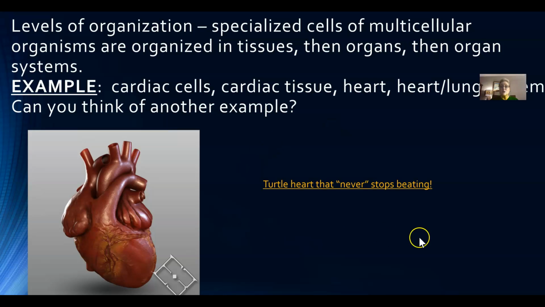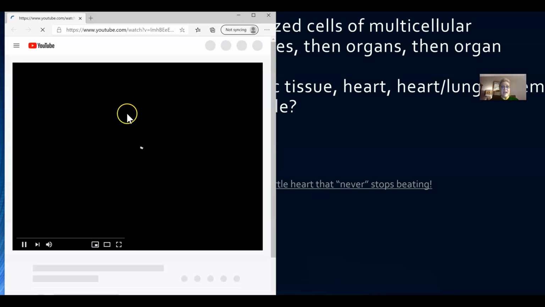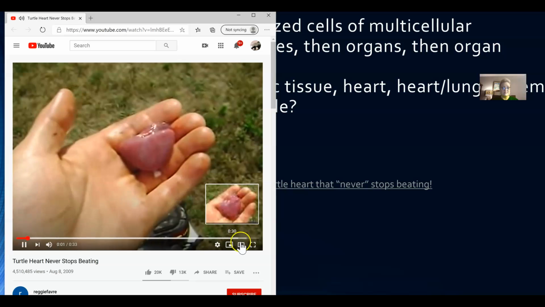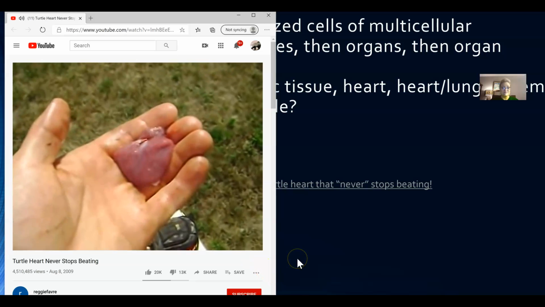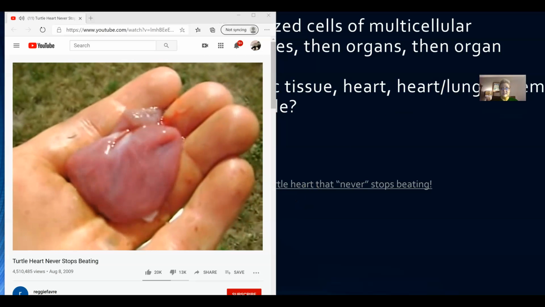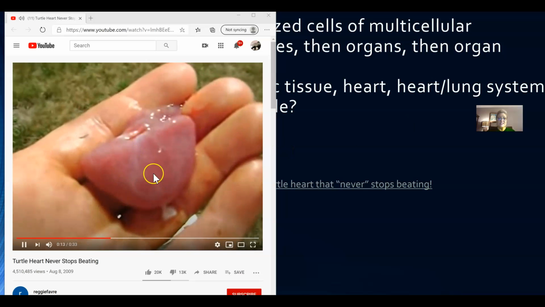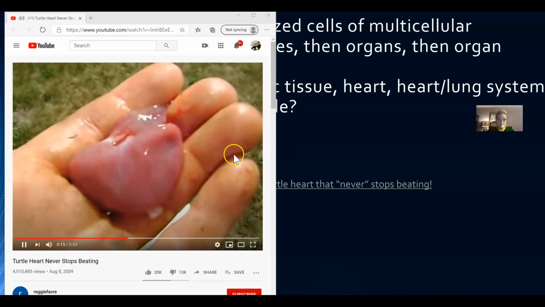But this guy got a turtle, caught it, chopped its head off to kill it. Probably he was going to eat it. I don't even know. So anyway, he chops the head off this turtle, and he discovers that when he cracks open the body of the turtle, that the heart is beating. That's crazy. The heart from a turtle.